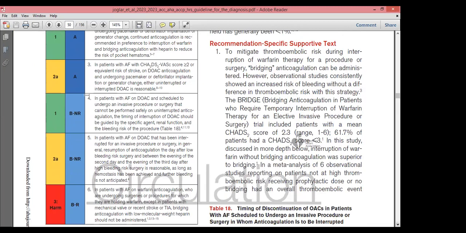Then another class 1A is that in patients with AF on DOAC and scheduled to undergo an invasive procedure or surgery that cannot be performed safely on uninterrupted anticoagulation, the timing of interruption of the DOAC should be guided by the specific agent, renal function, and the bleeding risks of the procedure. So if the patient is going for an invasive procedure and is on direct acting oral anticoagulants and it is not advisable to continue them, then you have to look at the individual drug you're using, the renal function of the patient, and the bleeding risks of the procedure also.